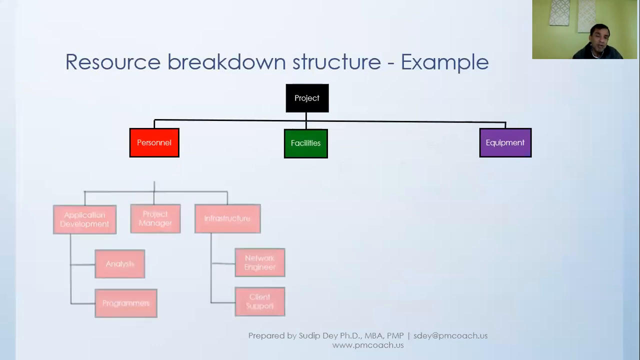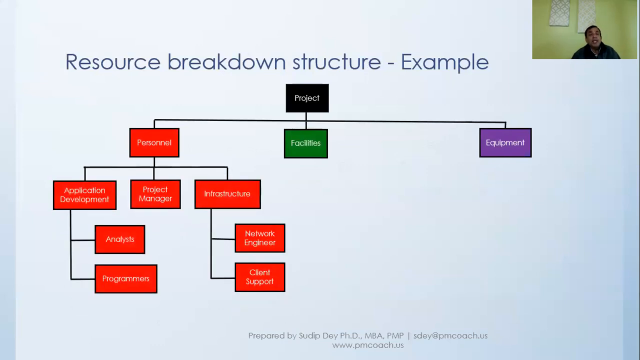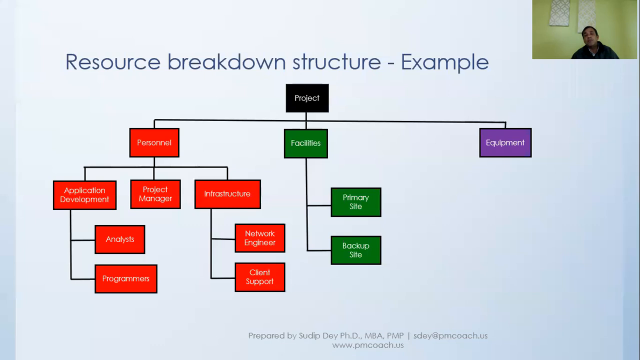For the personnel, when we drill down, we find that at a high level we need application development resource, project management, and infrastructure resource. And then in application development, we need analysts and programmers. In infrastructure, we need network engineer and client support. So we drill it down in terms of the kind of resource that we need for the personnel. Then again, we look at the facilities. For facilities, we need a primary site, and a backup site for contingency, and so on.